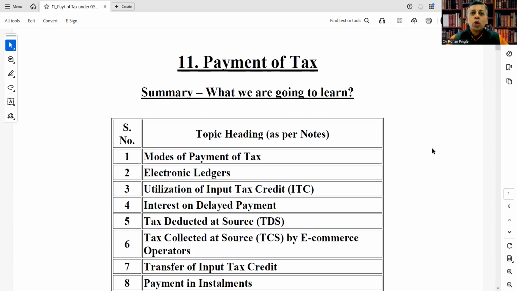Today, we are going to learn under the video series GST Relearn Part 11, topic payment of tax. So let's start with it. Let me share my screen. So today we are going to learn the topic payment of tax under the GST Relearn video series. Let's see what we are going to learn.